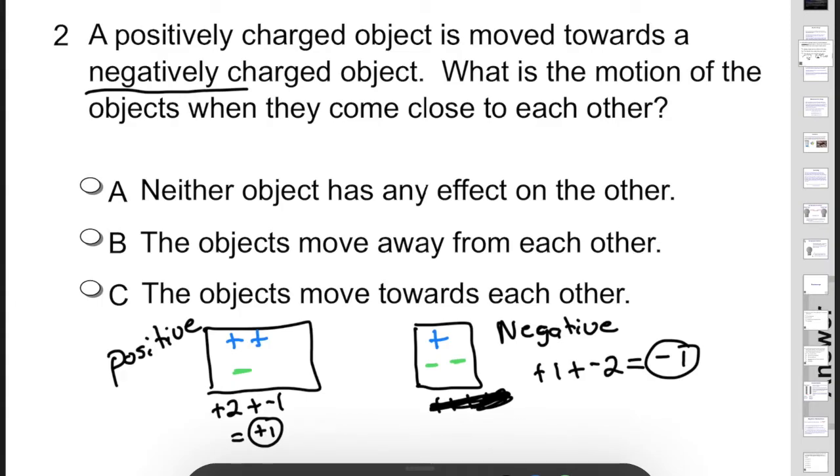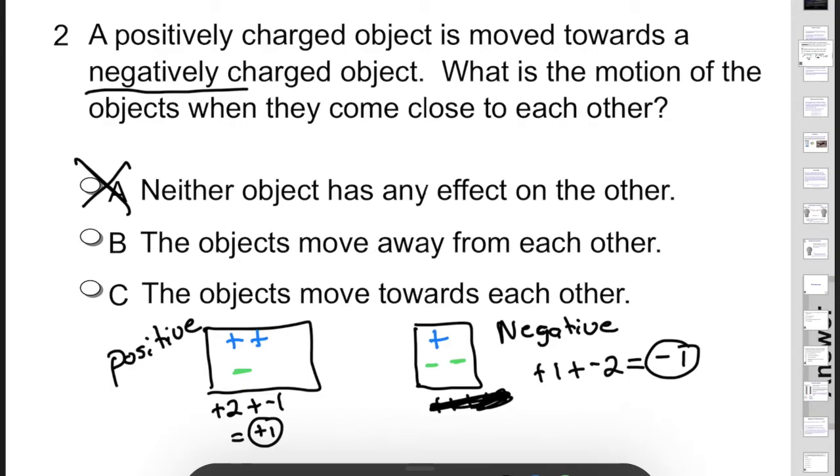Now that we have one that is positive and one that is negative, what is going to happen? First answer is neither object has any effect on each other. You guys know that this is wrong. This is wrong since one is positive and one is negative, something is going to happen. The only way that they have no interaction, nothing, is if both have exactly the same charge, positive and positive, negative and negative, or 0 and 0.